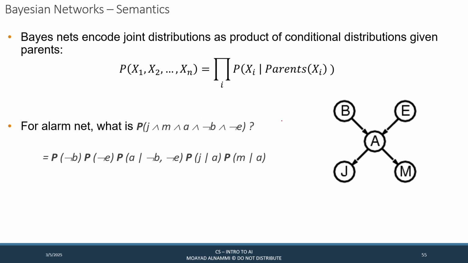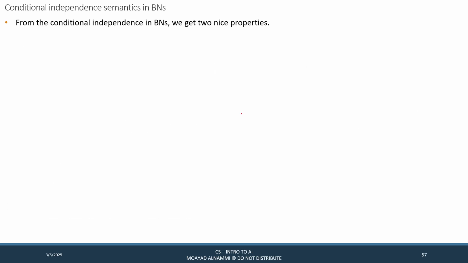Another thing this gives you is the order of sampling. If you wanted to sample a full example, you sample B, then E, then A given B and E, then J given A, and then M given A. We'll look at examples of how to sample from a Bayesian network.